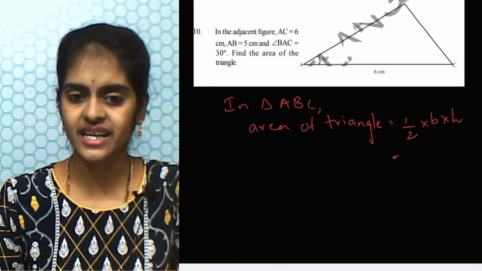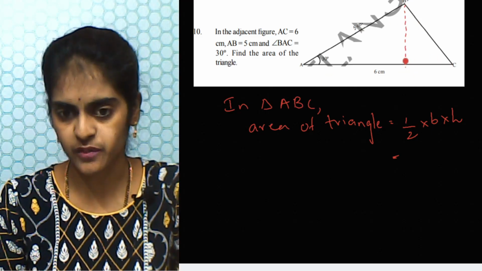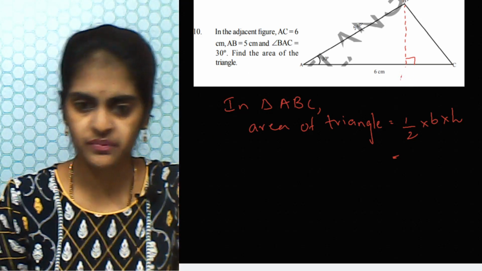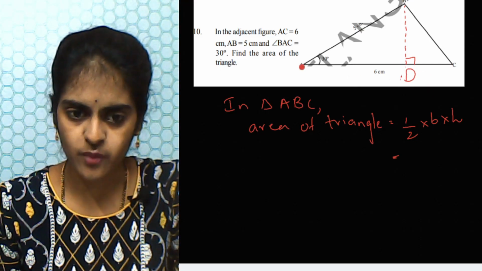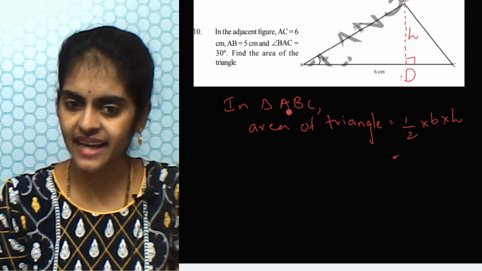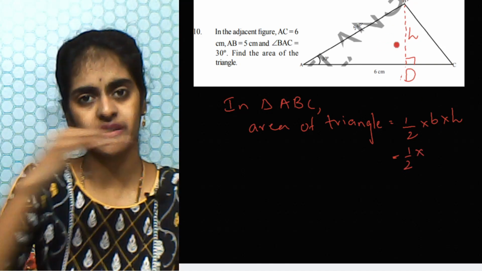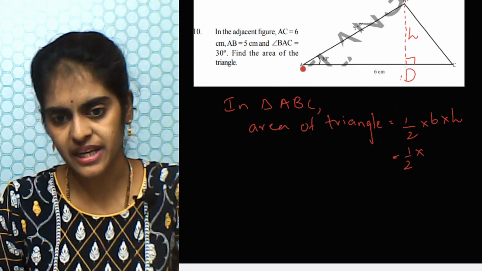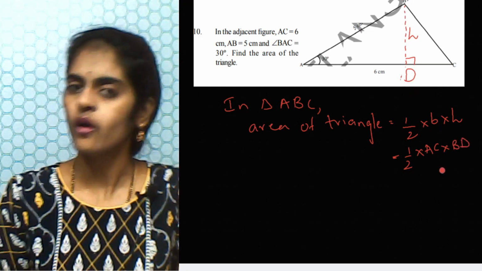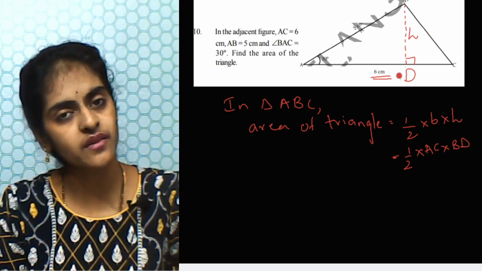Here I don't have any height, so let me draw an altitude, a perpendicular line to BC. Suppose this is AD, and this is point D. Now this is point A, B, C, and let us take this point as D. So this BD is nothing but the height. Whichever side you draw the height for, that side becomes the base. So AC is the base, height is BD. Now you know AC is 6 centimeters, it is given, but you don't know the height. So how can we find the height?